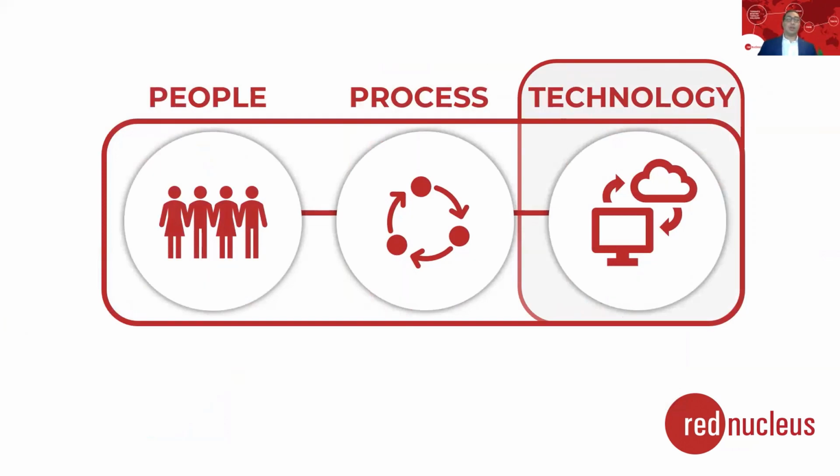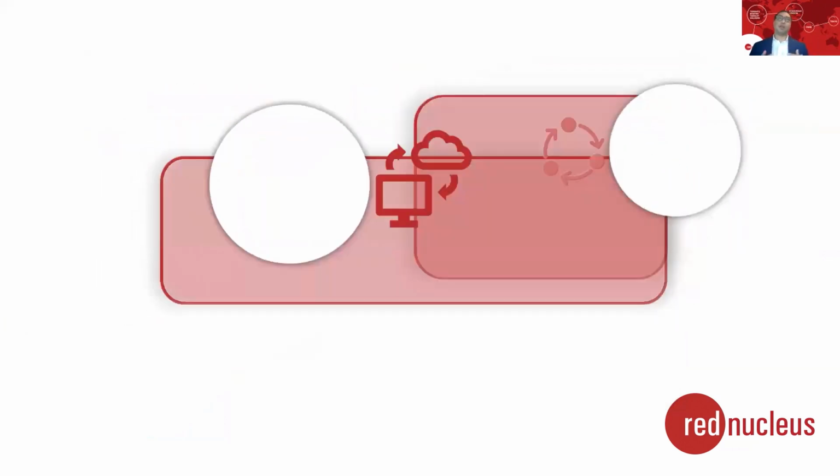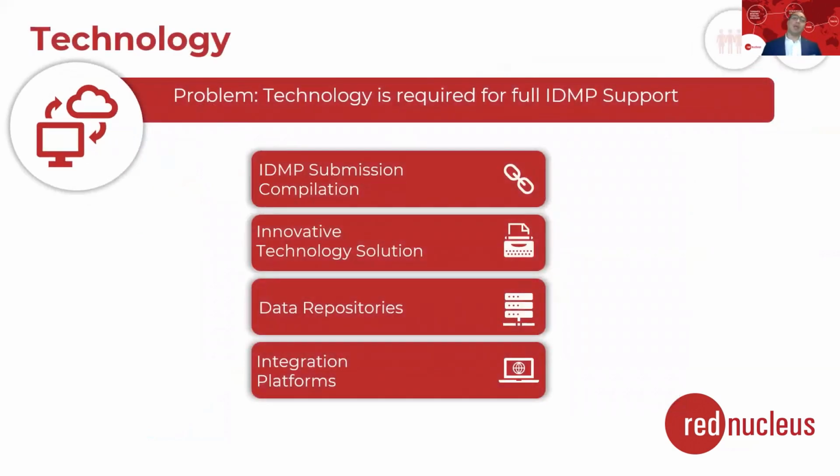So moving over to technology, as we've covered people, process, and tech, now we are going to talk about technology. From a technology standpoint, there are four main areas that we believe can address the problem that technology is required certainly for full IDMP support. The first one is around submission compilation. This would include data collection, transformation of data.